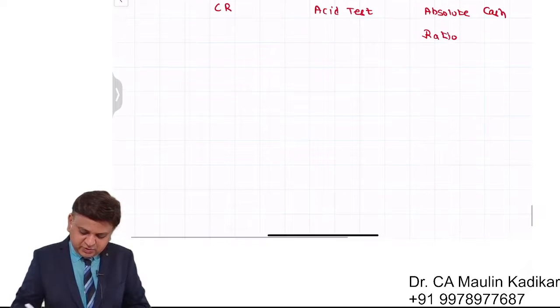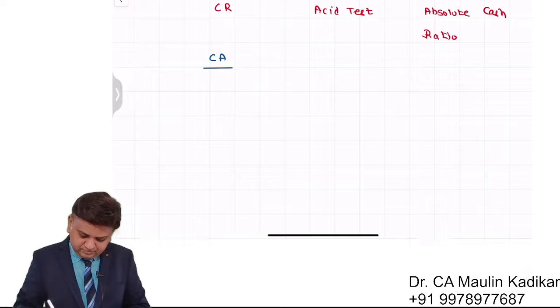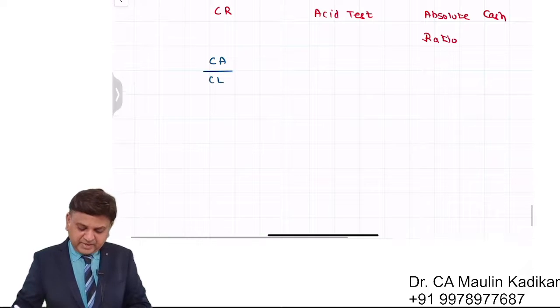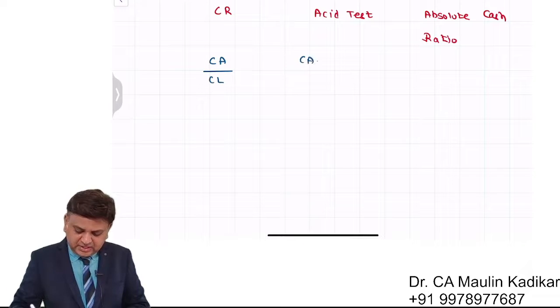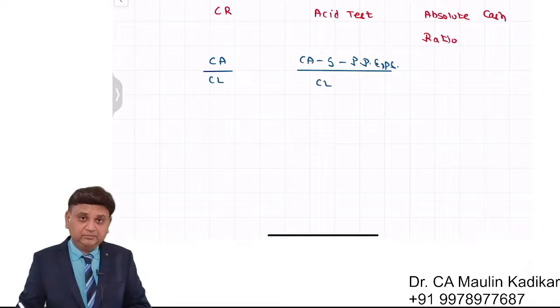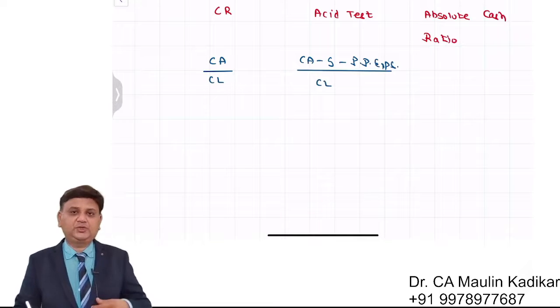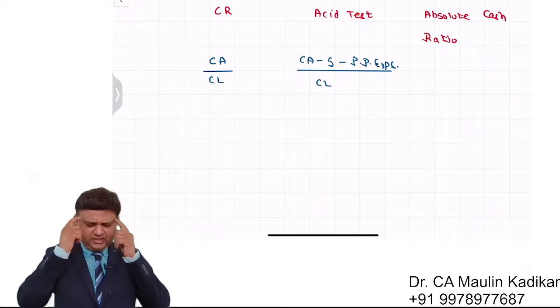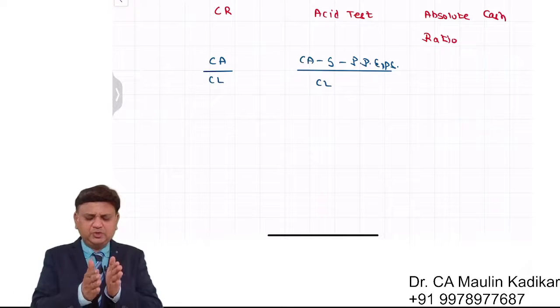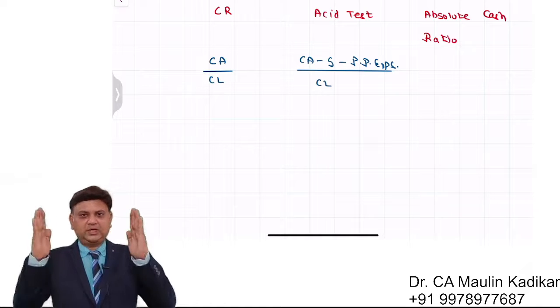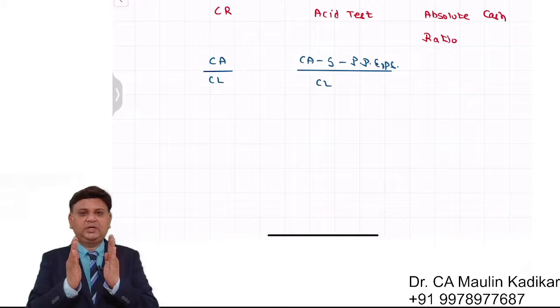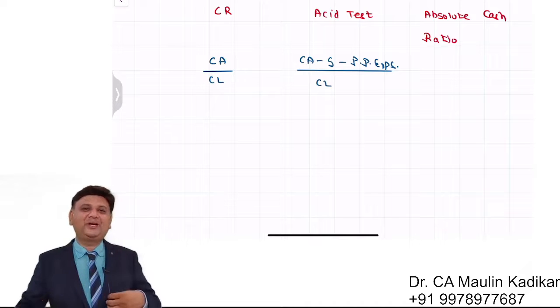As far as the current ratio is concerned, it is found as CA upon CL. Acid test ratio is CA minus stock minus prepaid expenses, divided by current liabilities. And lastly, absolute cash ratio. Logically, we understand the liquidity ratio is going to be lower than the current ratio. Now the absolute cash ratio will again be going down.